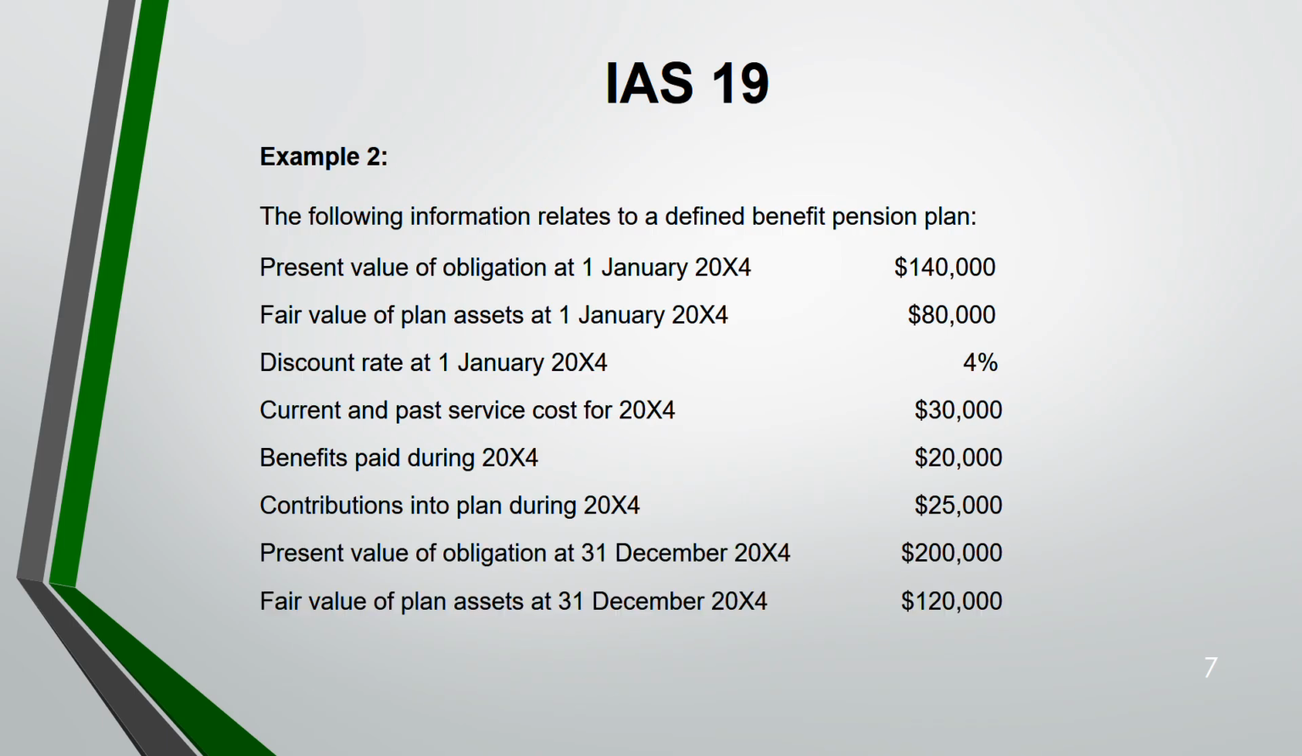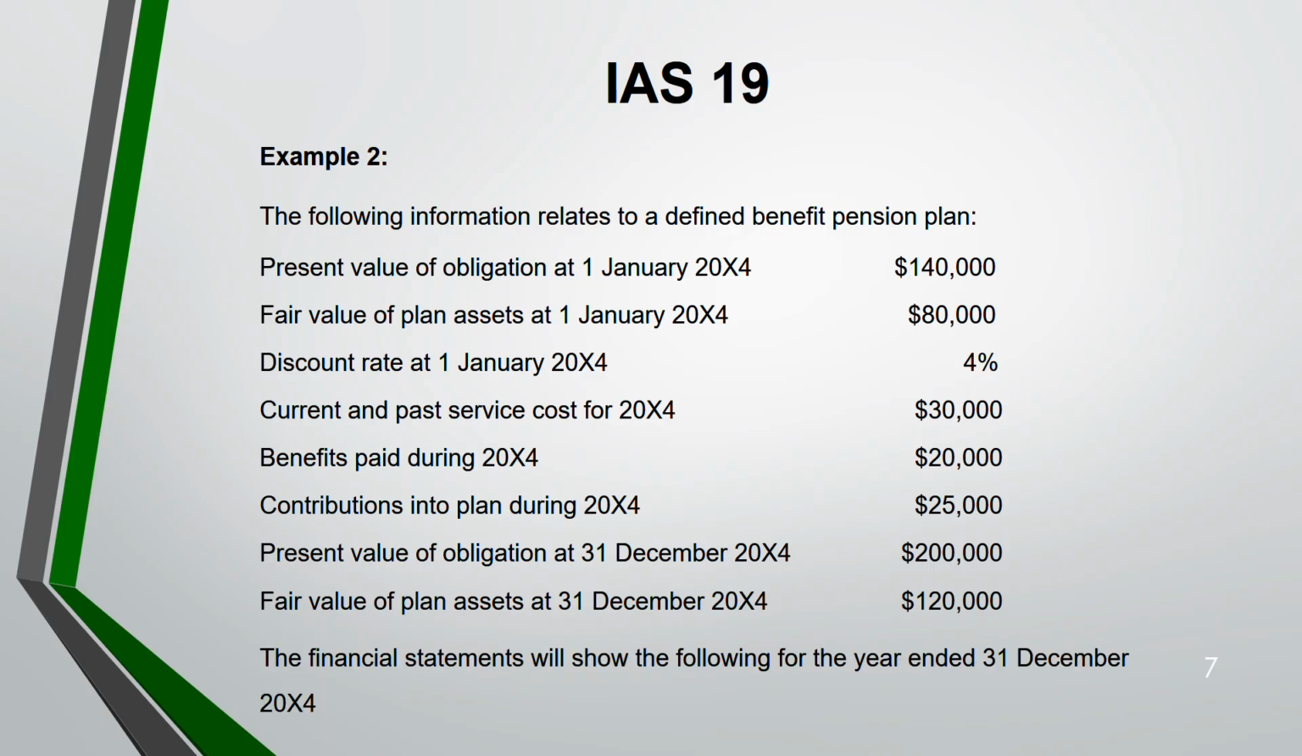Present value and fair value. So they have given you the present and fair value at the start and at the end. Okay. Now, what are you supposed to do? You have to find out the remeasurement component, the balancing figure from this. Okay. So the financial statements will show the following for the year ended 31st December 2004.